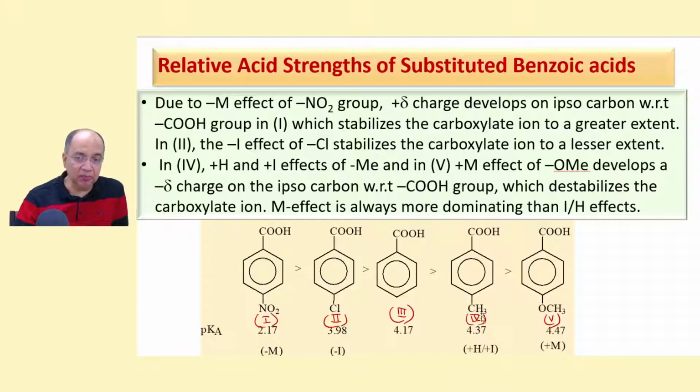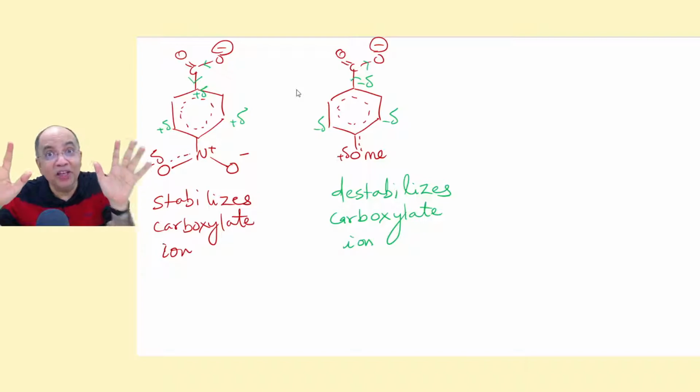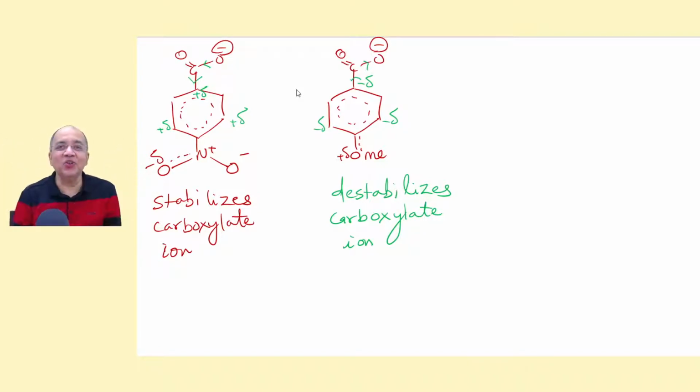On the other hand, methyl will produce hyperconjugation and produce a minus delta charge, which will destabilize the carboxylate ion. And here, because of the plus M effect, there is a stronger minus delta charge. It will destabilize the carboxylate ion to the maximum extent. I have shown here if it is a minus M group at the ortho and para, this is para. About ortho I will tell you. There is an interesting story behind ortho isomers, particularly in benzoic acids.